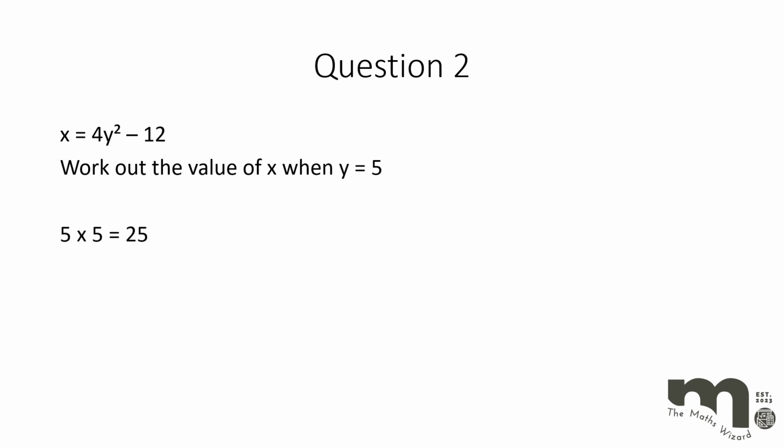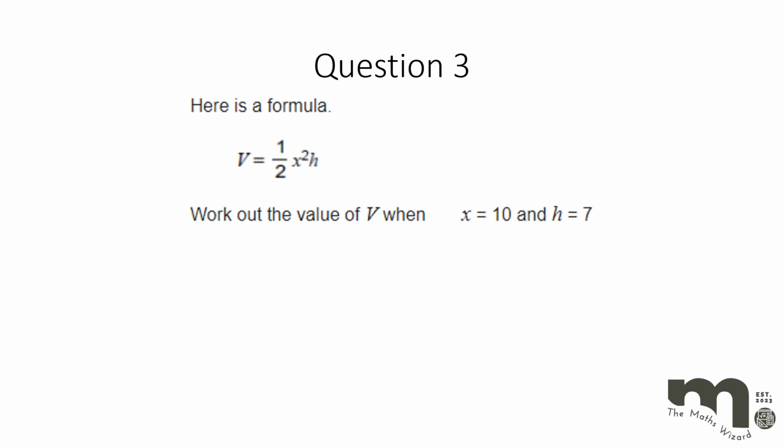Okay, so we've got y squared there. So remember, squared means multiply a number by itself. So that means y times y. So because we've got 5, we need to do 5 times 5 first, which is 25. So you've got to remember your rules of BIDMAS when doing this. Then we've got to multiply that 25 by 4 to give us 100. Then we've got to do 100 minus 12 to get 88. So in this particular, well, it's actually really an equation. In this particular equation, when y is 5, x will be 88.